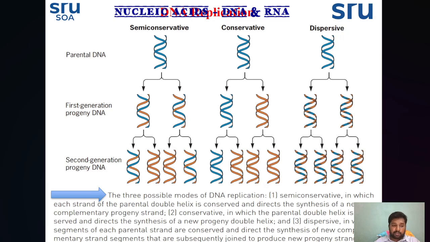Okay, the semi-conservative method is widely accepted. In this model of DNA replication, each newly synthesized strand of DNA would remain associated with the old strand against which it was synthesized. I mean one new strand and one old strand. Thus each progeny DNA molecule would consist of one old and one newly synthesized strand.